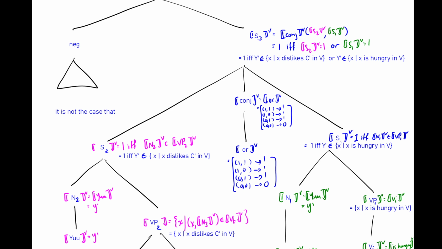Intuitively, when is "you dislikes Carol or you is hungry" true? Well, it's true if you dislikes Carol or you is hungry. That's the same thing as saying that you is in the set of people who dislike Carol or you is in the set of people who are hungry. And that's what we have here in our final value.